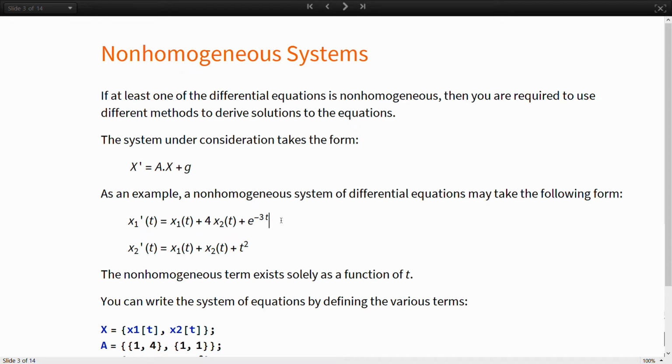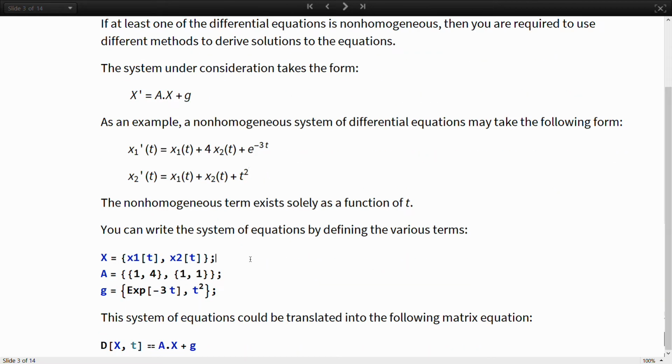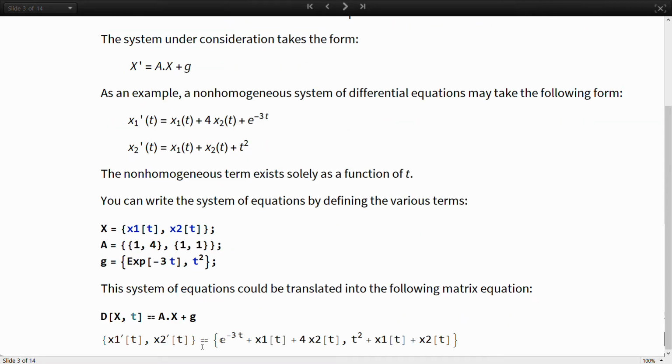An example of a non-homogeneous system of equations is given here. In this case, the dependent variables are the functions x1 and x2. t is used as the independent variable, while the e to the minus 3t and t squared terms represent the non-homogeneous parts of the system of differential equations. We can write down the system of equations by first defining the various vectors and matrices that appear in the matrix equation. With the A matrix as well as the capital X and G vectors defined, we can write down the system of non-homogeneous differential equations.